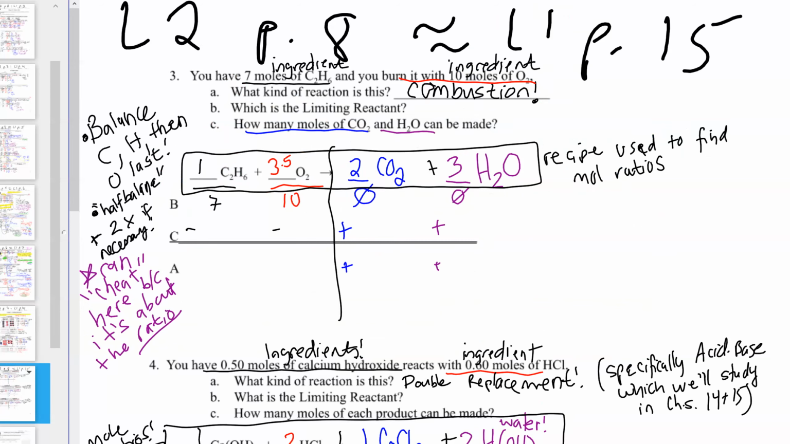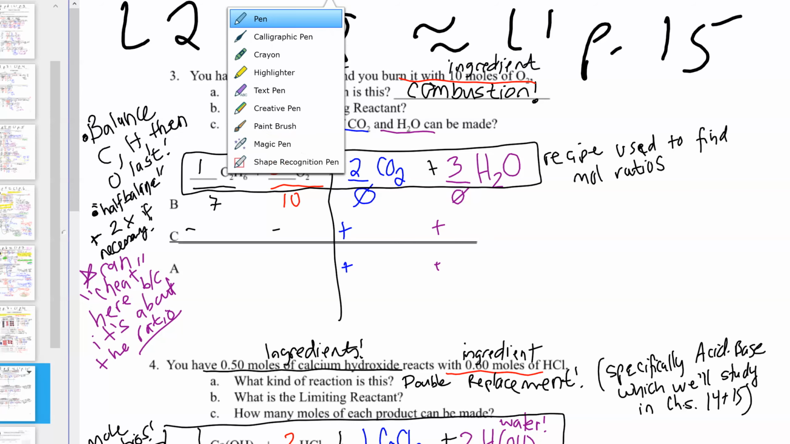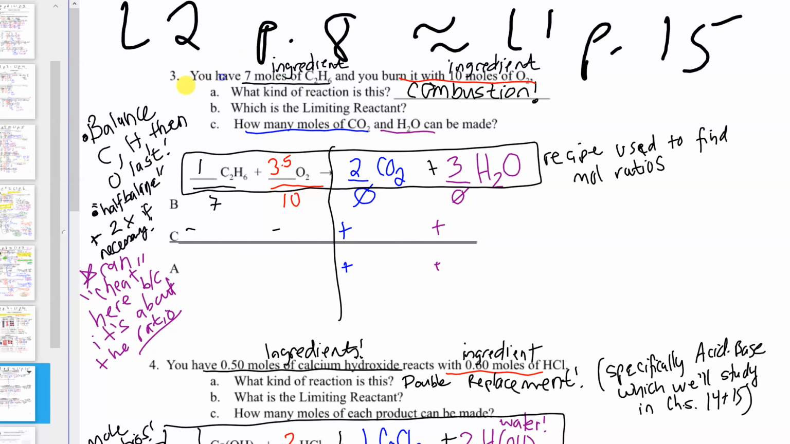Okay, so level 2, page 8. This is the same as level 1, page 15. Little bit more complicated, took away some of the pictures, but it's the same theory. So let's just go through some of these problems together. Remember, you should have attempted them on your own first. Now we're just checking our work.